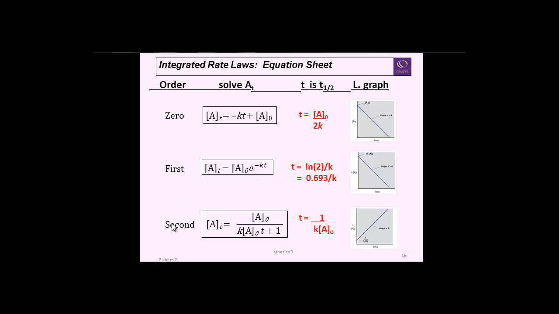And then here's a second order equation. And notice here's the expression that will allow you to solve for concentration at any time. And once again, here's the half-life expression. And finally, in order to get it into a linear form, you graph time versus 1 over concentration.